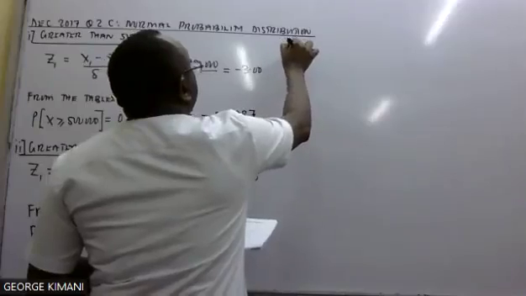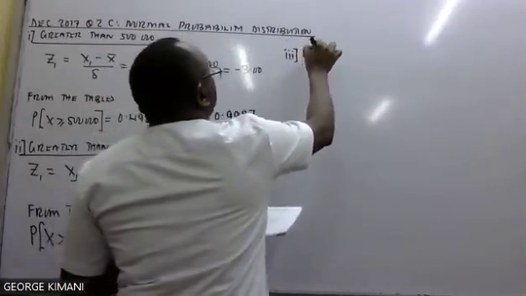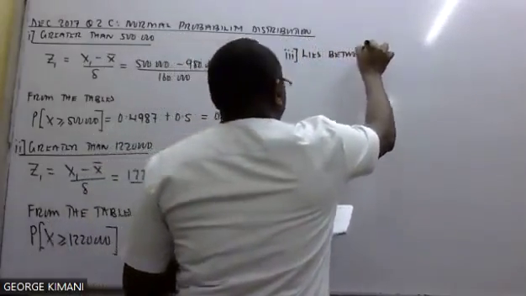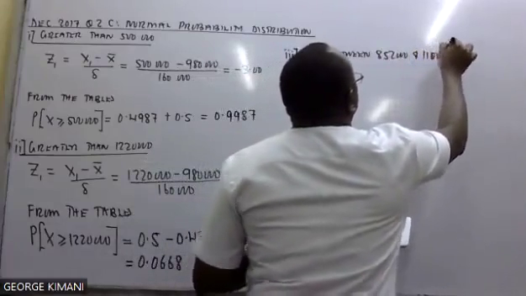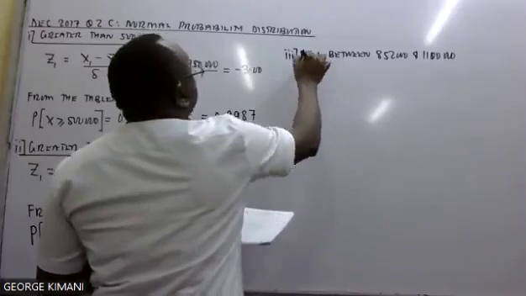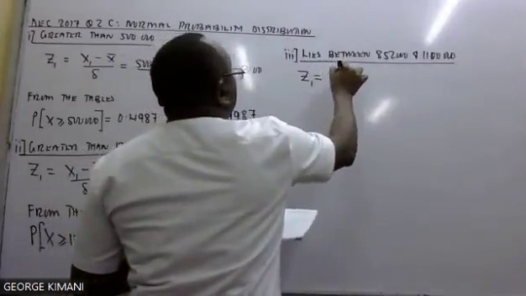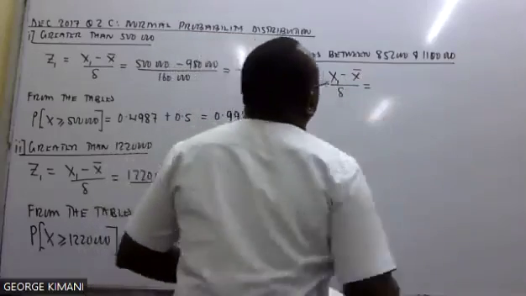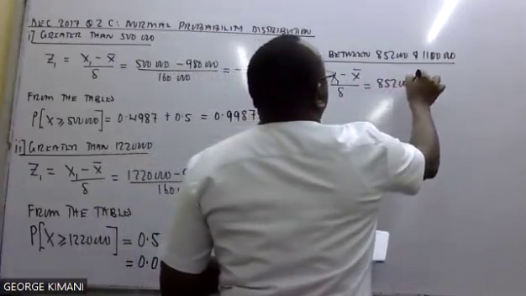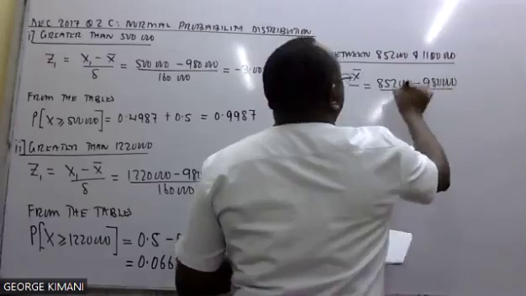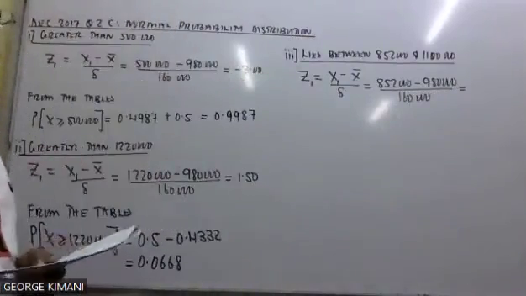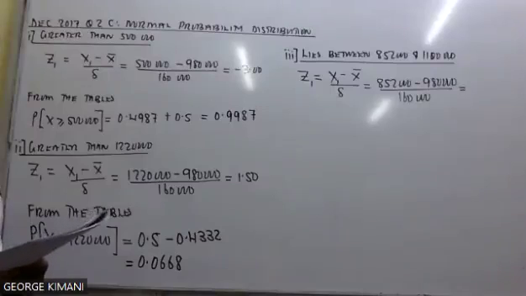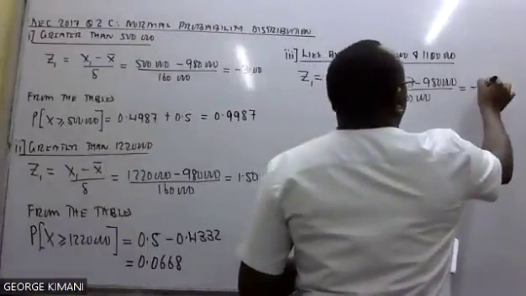Roman 3. Rise between 852,000 and 1,100,000. So Z1 will be X1 minus X bar divided by standard deviation. So this will be 852,000 minus 980,000. You divide by 160. Negative 0.80.